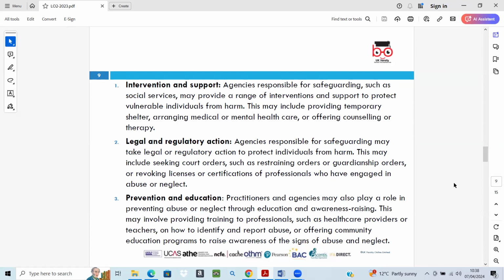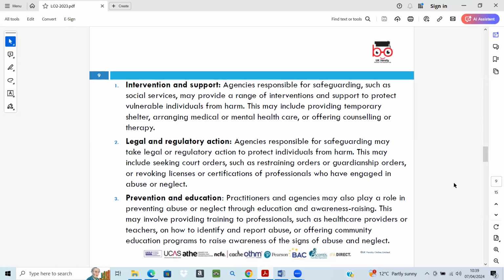It happened in the United Kingdom, and we have the case studies and the case laws for that, where the service provider or the care workers were held responsible for negligence, or they did some harm to the service user. So the next part is prevention and education. Preventing abuse or neglect is as important as reporting it.